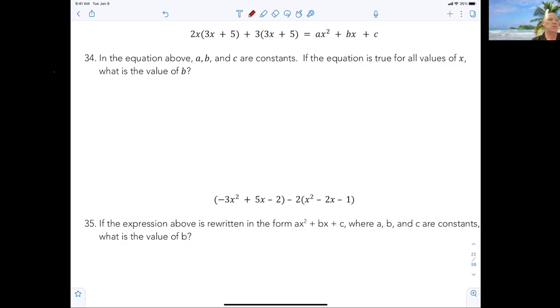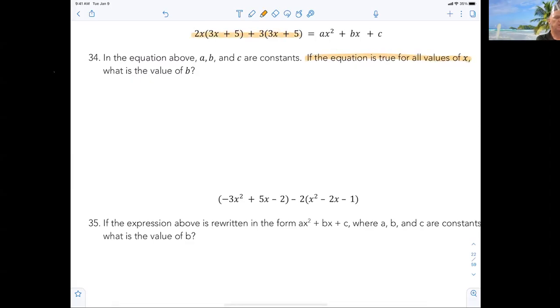That's all. All right. So what am I trying to tell you up here? I need everybody to listen to me now. If the equation is true for all values of X, that means everything over here is equal to everything over here. That's what that means. What is the value of B? So now I want everybody to make a note to themselves. B is referring to the number in front of the X. Do I care about the X squared? Do I care about the constant? No. That means I don't care about anything that's related to X squared, and I don't care about anything that's referring to a number. I only care about the X values.